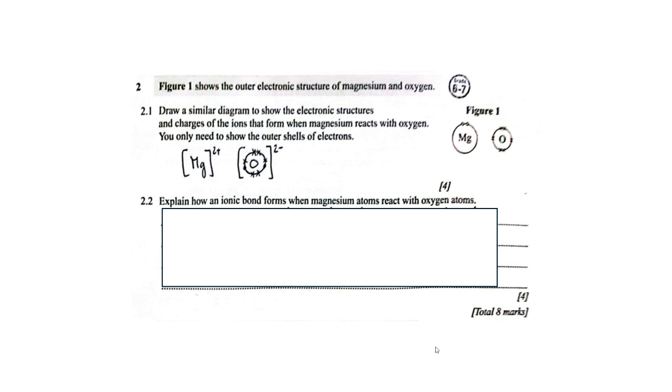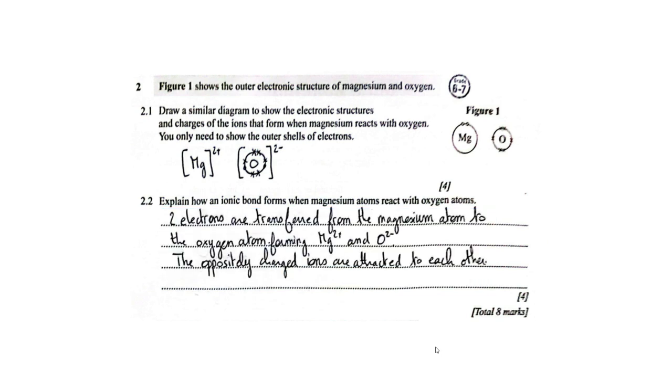Explain how an ionic bond forms when magnesium atoms react with oxygen atoms. So 2 electrons are transferred from the magnesium atom to the oxygen atom, forming Mg2+ and O2-. Oppositely charged ions are attracted to each other. 4 marks. So the 2 electrons are transferred, 1 mark, from magnesium, 1 mark, to oxygen atom, 1 mark, forming Mg2+ and O2-, 1 mark. Oppositely charged ions attracted to each other. Yeah, say a lot, give a lot of details.